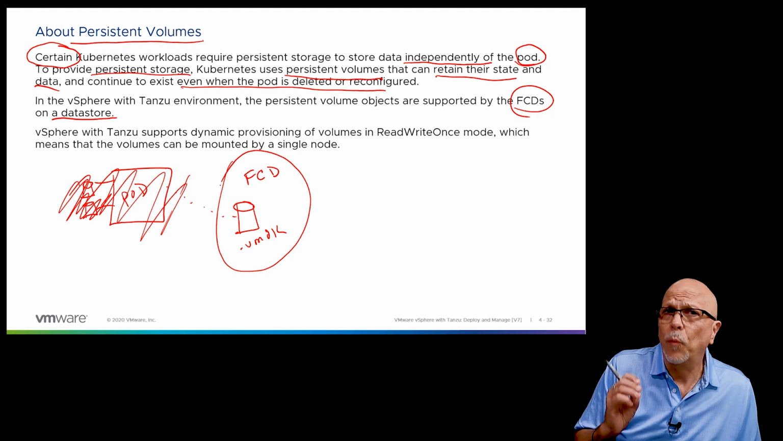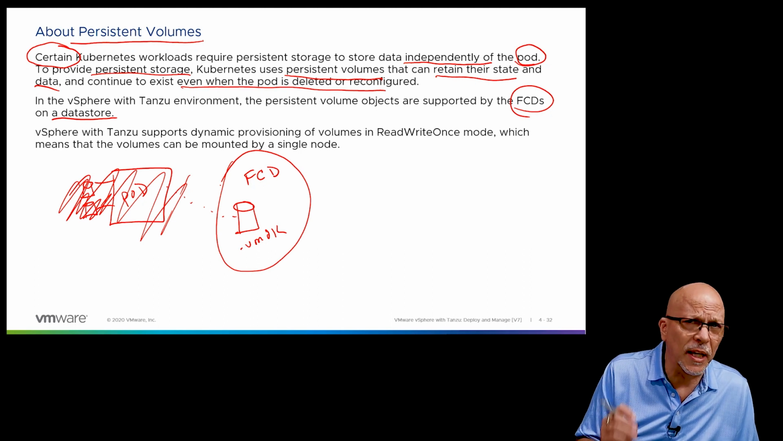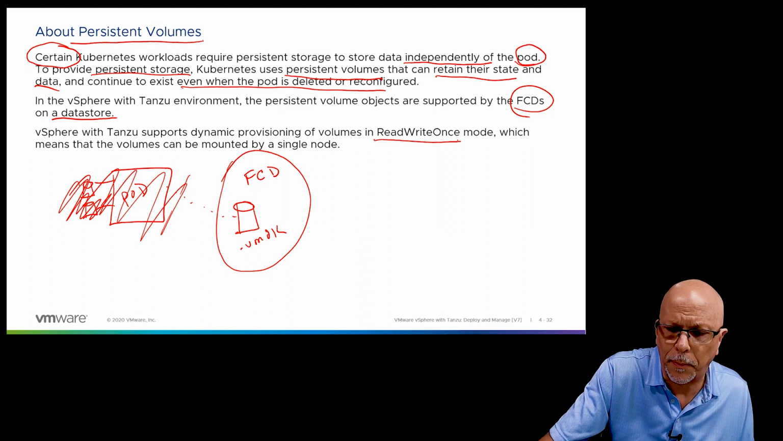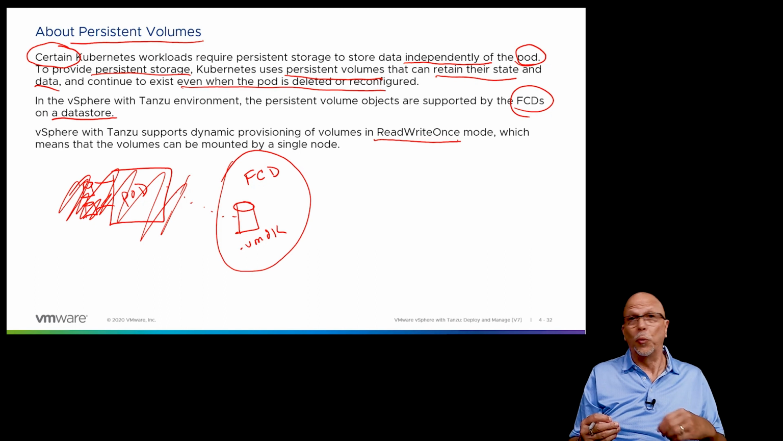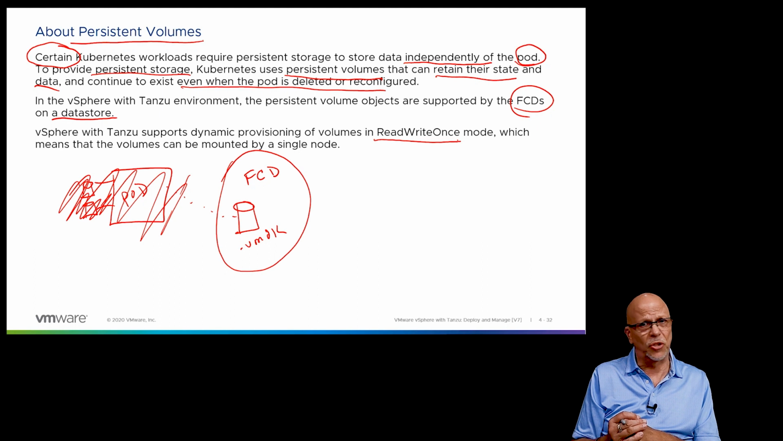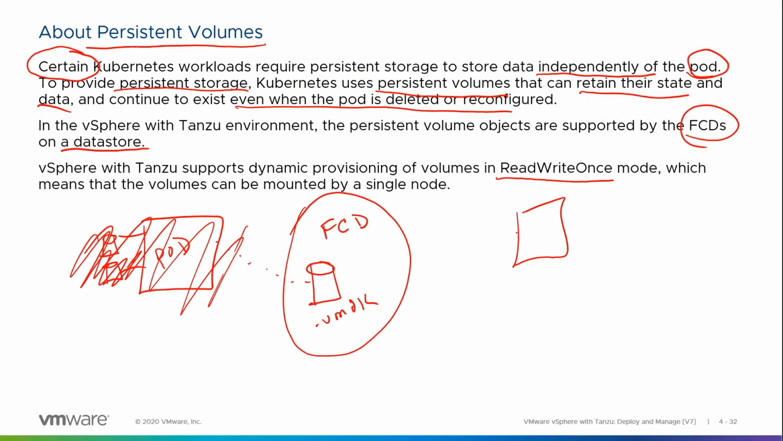Now, when we're doing persistent volumes inside vSphere with Tanzu, we support a volume type or mode referred to as read-write once, which means only one pod can mount that disk. I couldn't have had a second pod over here also mounting it. That's a different style of mode called read-write many. We don't support that, and I'm just going to tell you, you don't want that. Okay, that's not cloud native. You should really only have one pod mounting a disk at a time. You shouldn't have two pods doing it.